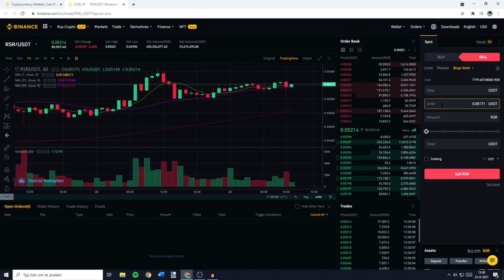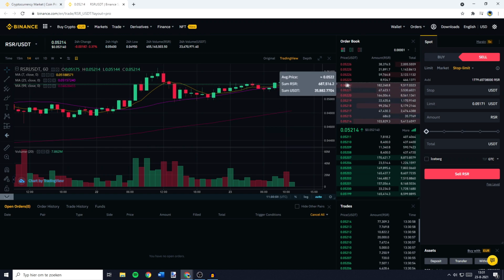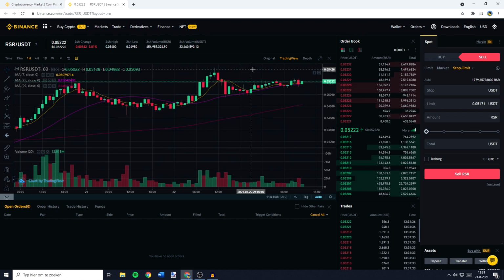So the market price as of right now is 0.05214 USDT per RSR. So let's say I would like to take profit when the price goes to or above 0.05426. I will go over to limit order and fill in 0.05426.